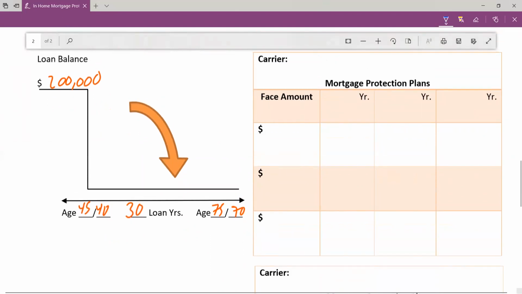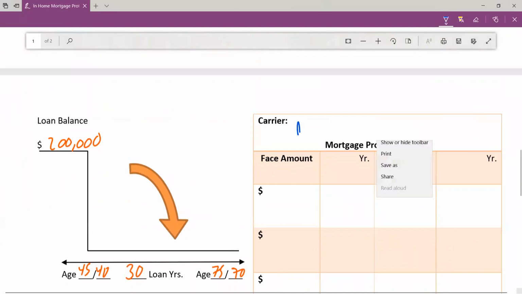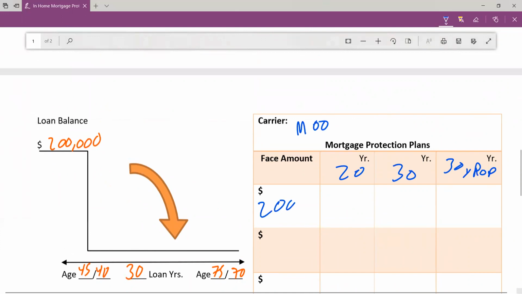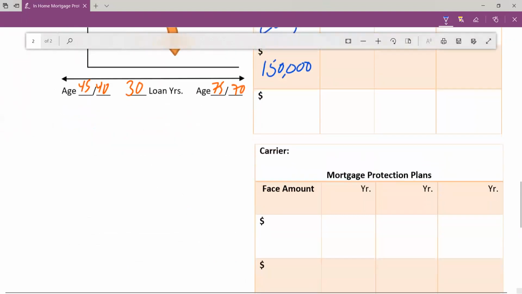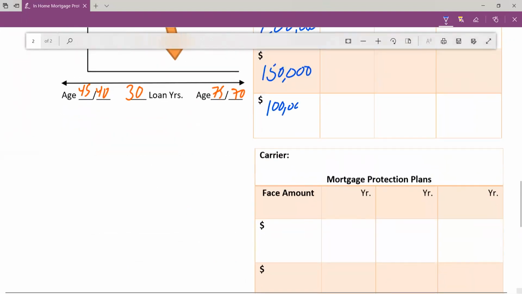And then from there, that's where I'm going to go into the actual quoting. And the way I usually quote, I'll put down the company name. So we'll just say, for ease of sake, this is going to be a 20-year, 30-year, ROP. Then I'm going to show the full entire amount. So we've got 200,000. I'll do 150. And then what I like to do for my third option is what we call a 50-50 plan. So I do 100,000 with 100,000 accidental.